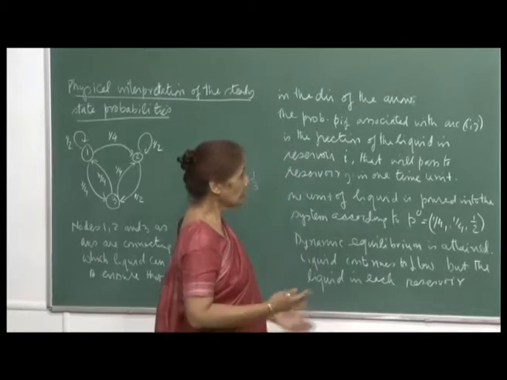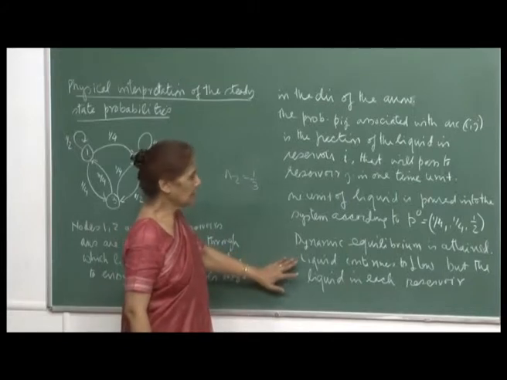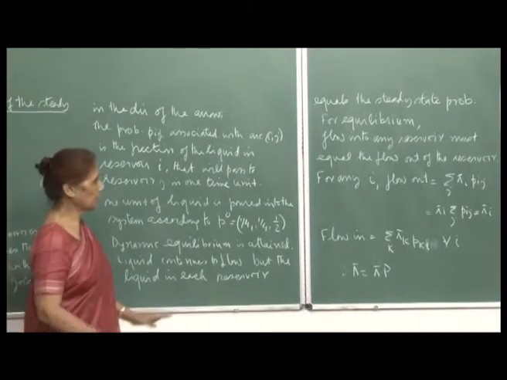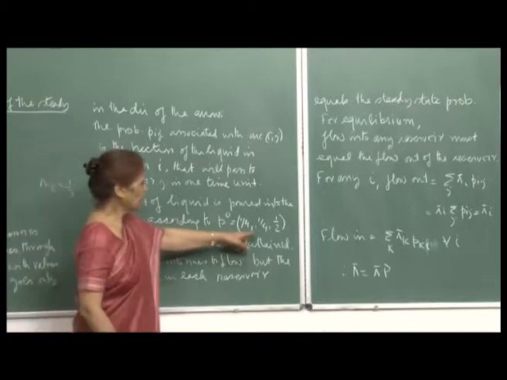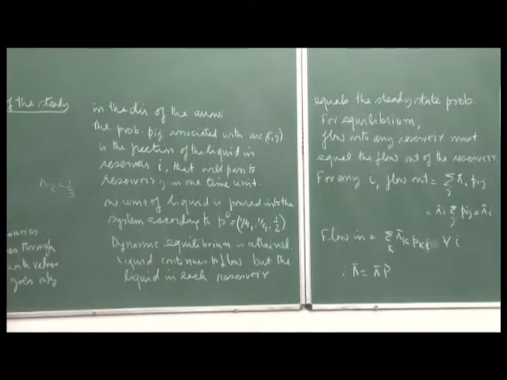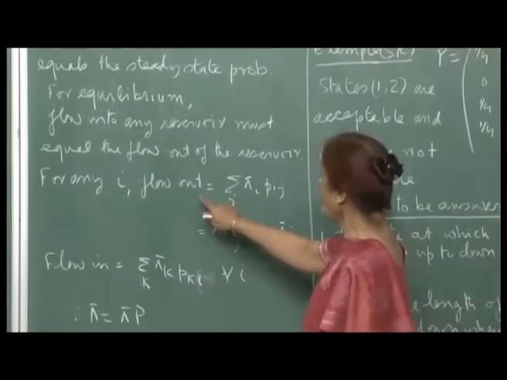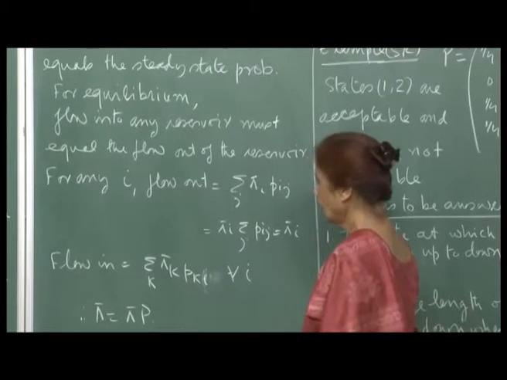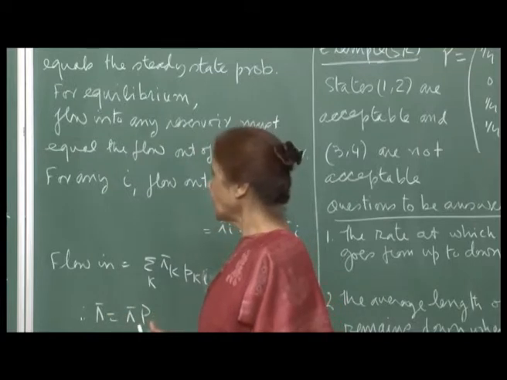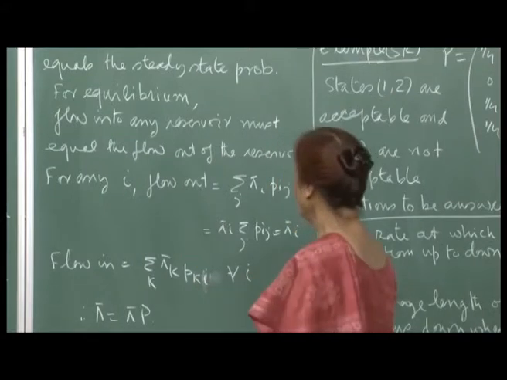This is the interesting part. What is being said is that equilibrium will be attained, and the liquid will continue to flow according to this plan, but even though the starting amounts were different, each reservoir will settle down to the amount of liquid according to these steady state probabilities. Equilibrium means that for each reservoir the flow out will be equal to the flow in. Then only the steady state liquid in the reservoir will be maintained, which is according to your pi 1, pi 2, pi 3.